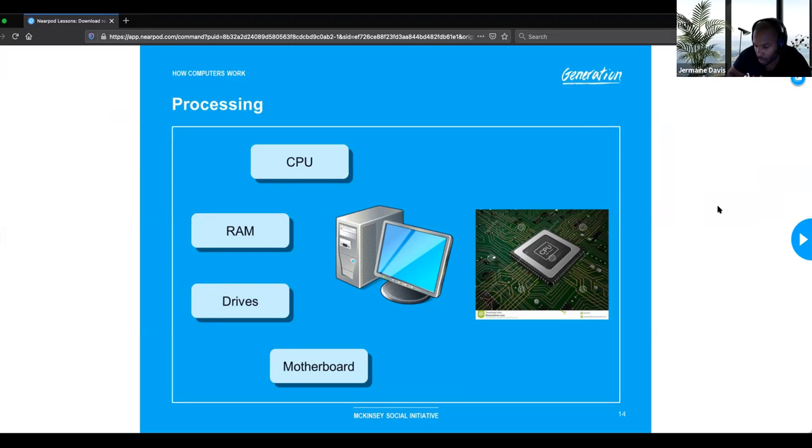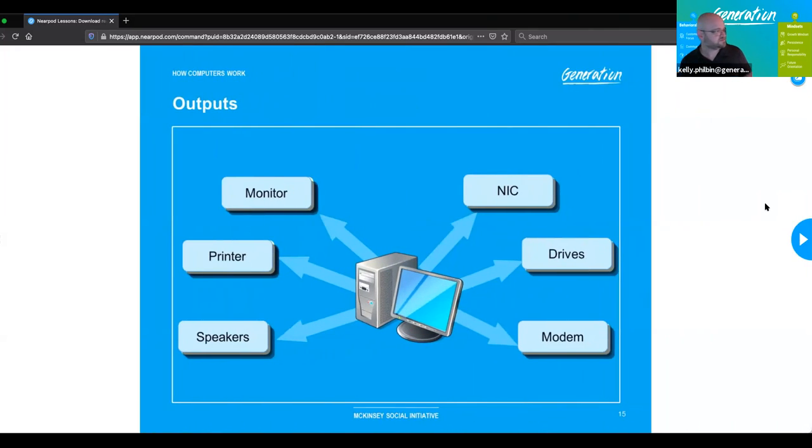Does that make sense? Any questions or comments so far? All right. Outputs. It's kind of just a continuation of what we were talking about earlier. We see the NIC is there that we were talking about, modem, drives. Those three were also on the input, so those would be both considered input and output devices. And then you have a monitor, printer, speakers. Those typically are output only unless the monitor is specifically notated to be a touchscreen, then it could be both. Do we have any questions on input and output devices?